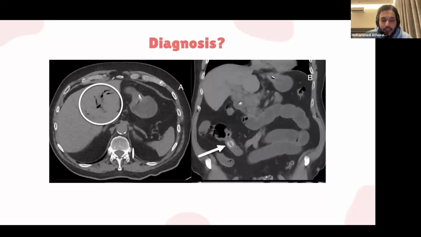Okay, so here's a triad. First one is pneumobilia, characteristic of gallstone ileus. Why? Because it's a fistula between the gallbladder and the small bowel. Small bowel has air, so air will go to the gallbladder, to the biliary tree, so you'll have air in the biliary tree. Number two is the presence of a stone in the terminal ileum, as you can see here. Number three is evidence of small bowel obstruction, which, as you can see in this patient, has distended small bowel. Okay, this is a triad.